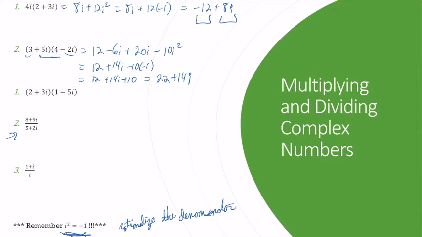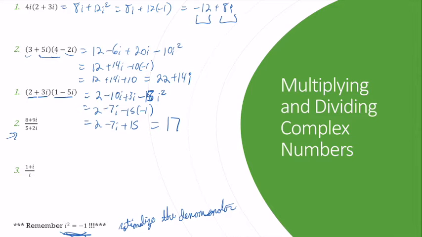Let's try that again. If I've got 2 plus 3i times 1 plus 5i, that gives me 2 plus 10i plus 3i plus 15i squared. That gives me 2 plus 13i minus 15. So my final answer is negative 13 plus 13i.